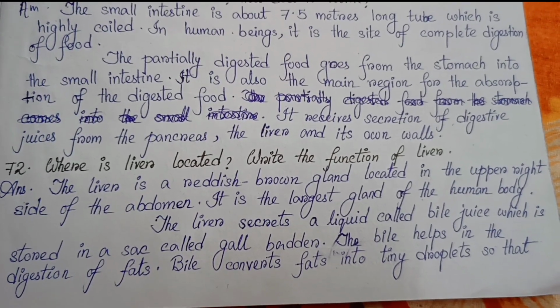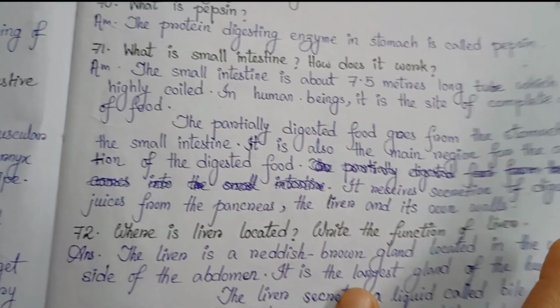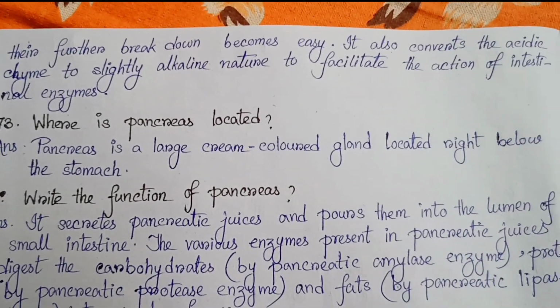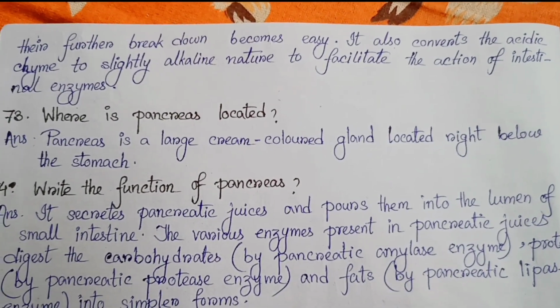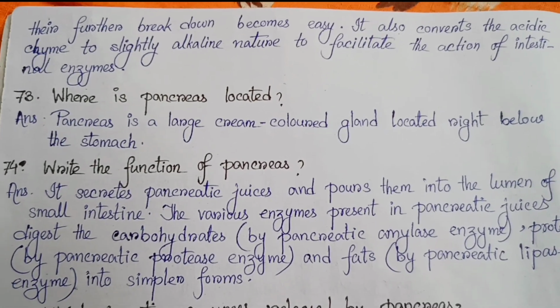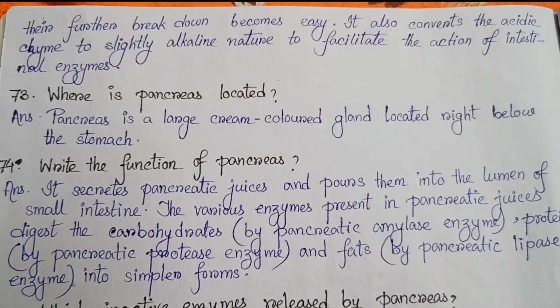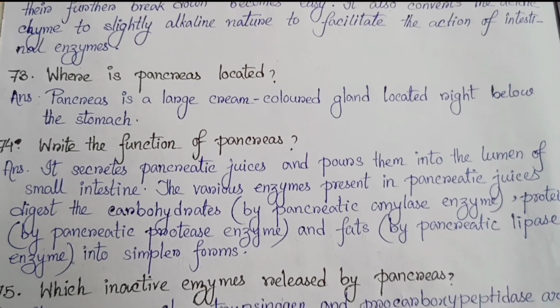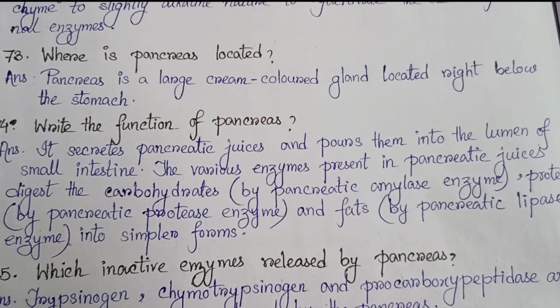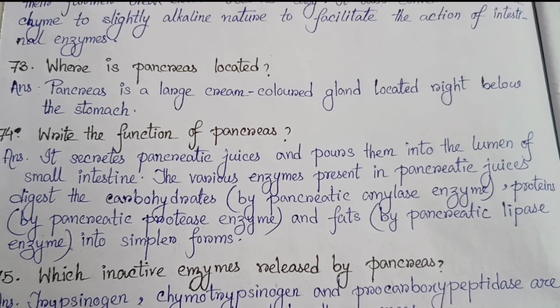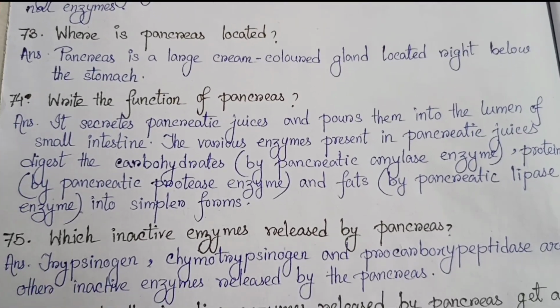Bile converts fats into tiny droplets so that their further breakdown becomes easy. It also converts the acidic chyme to slightly alkaline nature, which facilitates the action of intestinal enzymes. 73. Where is pancreas located? Pancreas is a large cream-colored gland located right below the stomach.